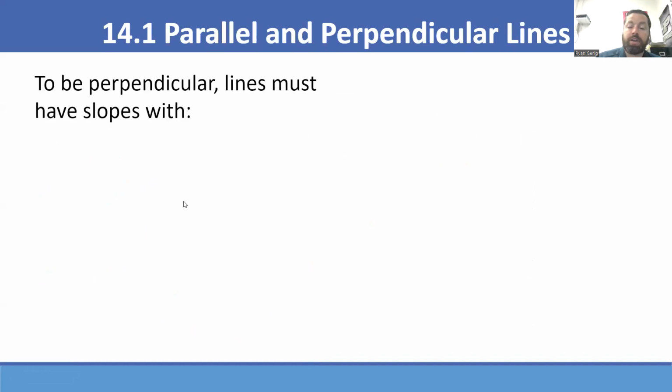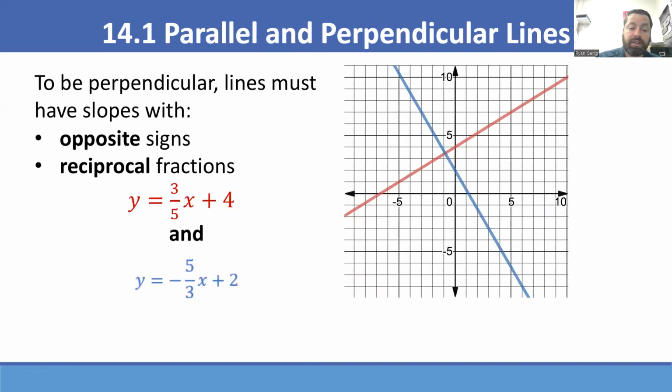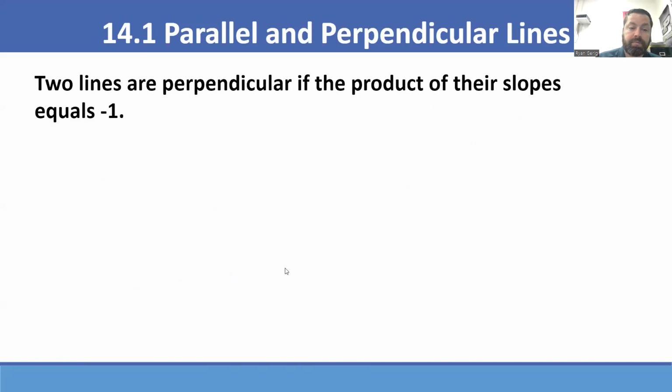All right, so another way of looking at this is, to be perpendicular, lines must have slopes with opposite signs, reciprocal fractions, such as these two right here. So 3/5 x plus 4 is positive 3/5, and negative 5/3 x. So I flip 3/5 to make 5/3, and it's the opposite sign of what I had. Those are perpendicular.